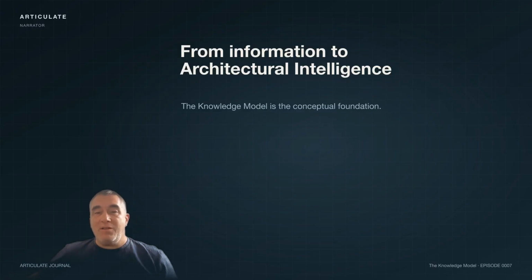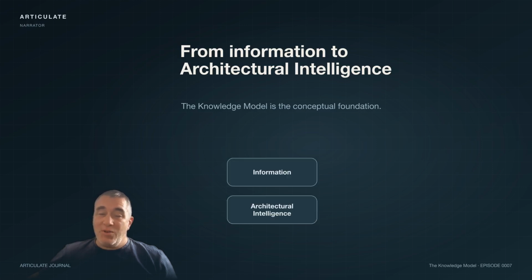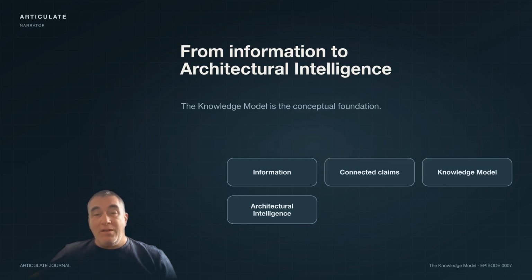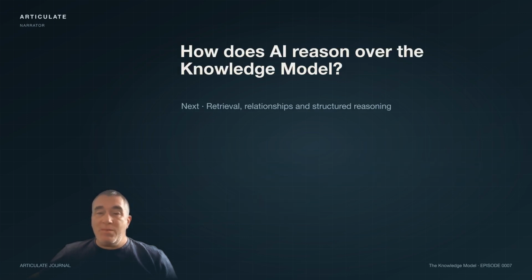This episode has been less about technology, more about the understanding of the problem I'm trying to solve. Before I can build an AI native architecture platform, I first need a way of representing the architectural knowledge. That journey led me from architectural information to connected claims to a knowledge model and ultimately to the idea of architectural intelligence. Now that I have a conceptual model for the architectural knowledge, another question naturally follows.